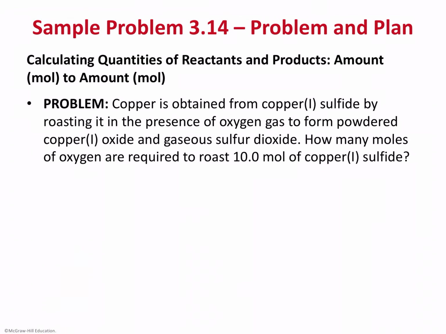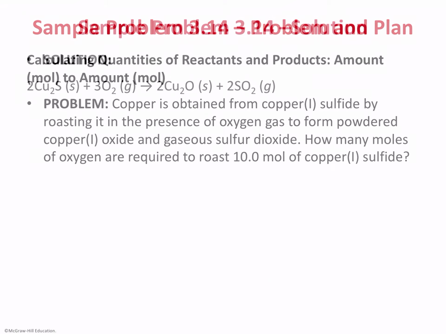Now let's look at this concept with a problem. Copper is obtained from copper 1 sulfide by roasting it in the presence of oxygen gas to form powdered copper 1 oxide and gaseous sulfur dioxide. How many moles of oxygen are required to roast 10 moles of copper 1 sulfide?